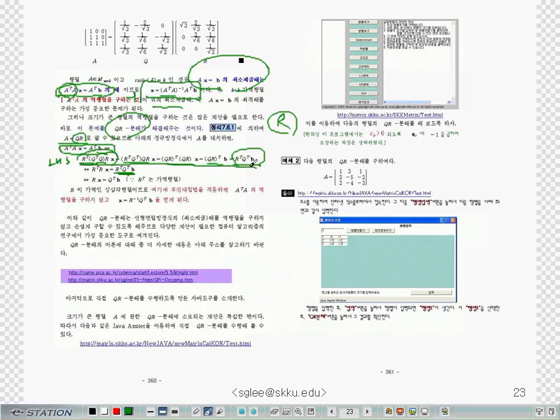And here also this Q transpose Q is gone because Q is a unitary matrix. The identity is R.